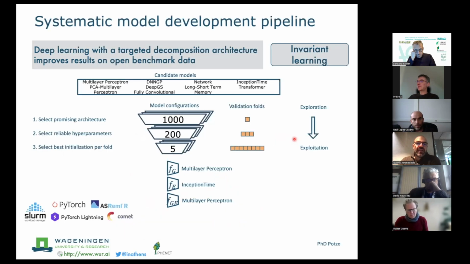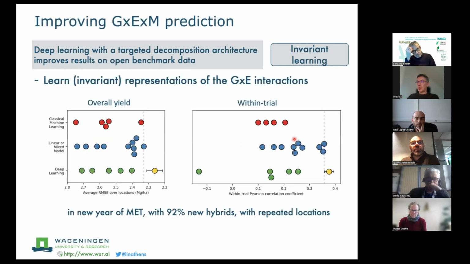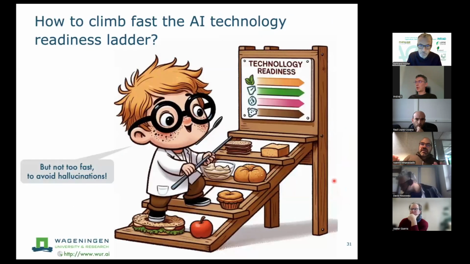also in new environments. And this kind of thing requires quite a systematic model development pipeline on evaluating different model architectures and how to build them. But once they are there, we were able to learn invariant representations of these G/E interactions and actually improve in both metrics, both in overall yield and within trial in new years and new hybrids with repeated locations. So this is a way where I have shown how we can use prior knowledge and good practices from the domain together with AI advances for building trustworthy systems.